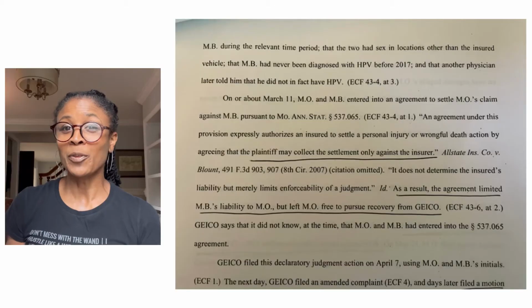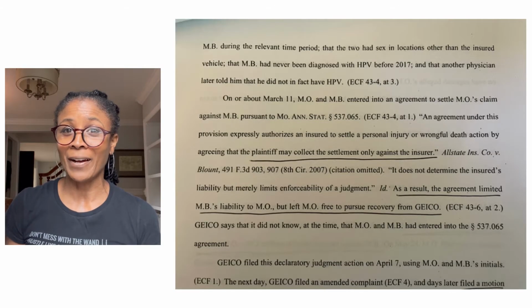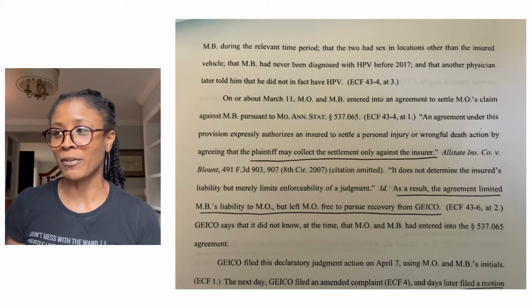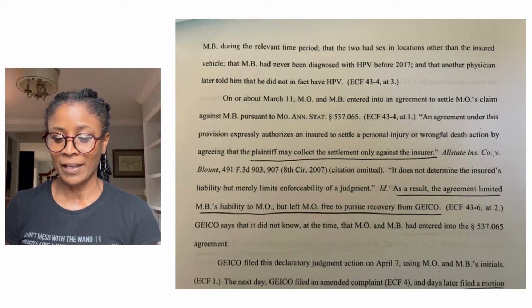On or about March 11th, MO and MB entered into an agreement to settle MO's claim. Under this agreement, they came together and said that the plaintiff may collect the settlement only against the insurer, Geico. So both of those people who had sex have now said, all right, whatever arrangement we have, the settlement's only going to come from this insurer. As a result, this agreement limited MB's liability to MO, okay? So he doesn't have to pay her, that's limited. MO can go after Geico.